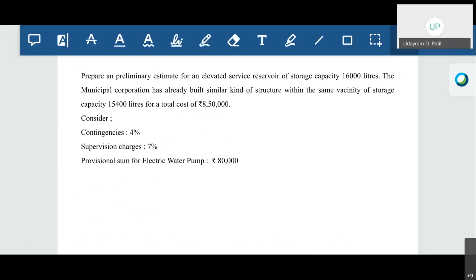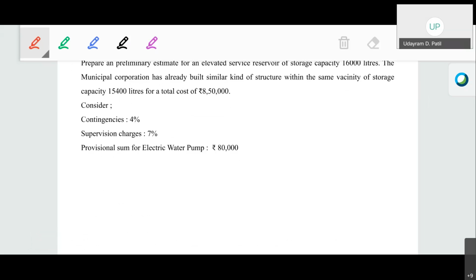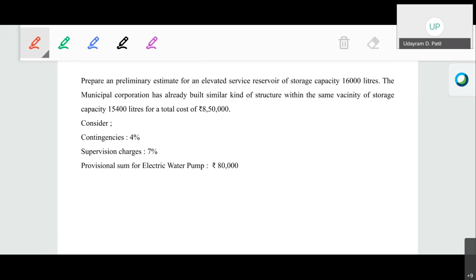Next numerical. Prepare a preliminary estimate for an elevated service reservoir of a storage capacity 16,000 liters. The municipal corporation has already built a similar kind of structure within the same vicinity of the storage capacity 15,400 liters for a total cost of 8 lakh 50,000. Okay, and the contingency and supervision charges are there. Okay, and the provisional sum is there. So we have to build a proposed storage reservoir of the capacity 16,000 liters.